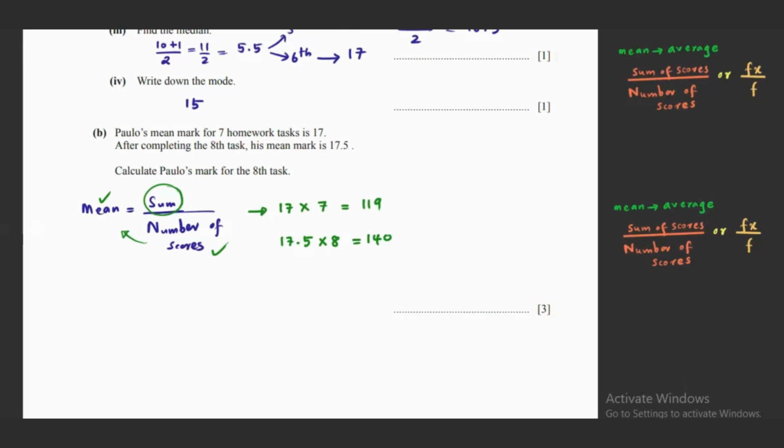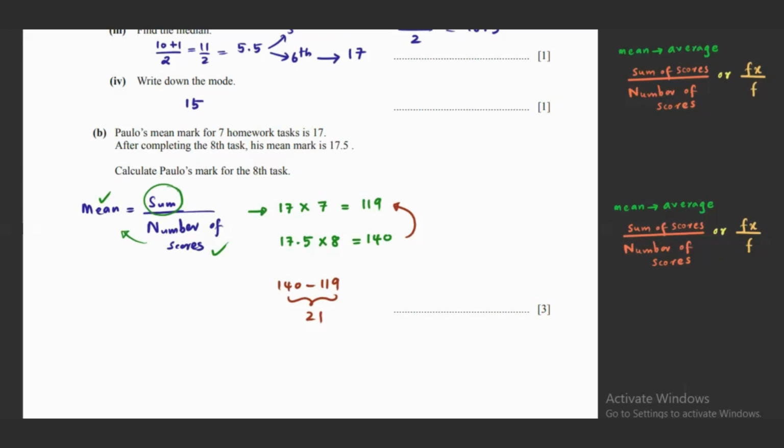The difference between these two scores will be the mark for the 8th task, which means from 140, I need to deduct 190. This is equal to 21. Therefore, the mark for the 8th task is 21.